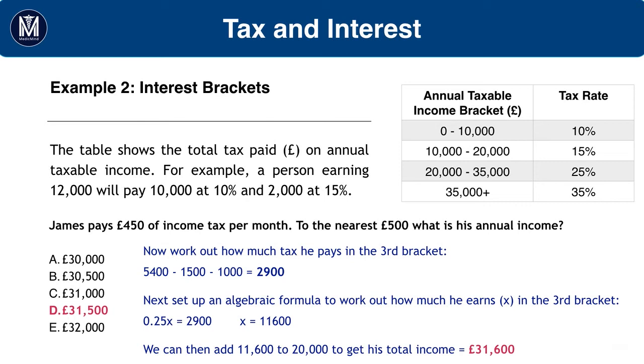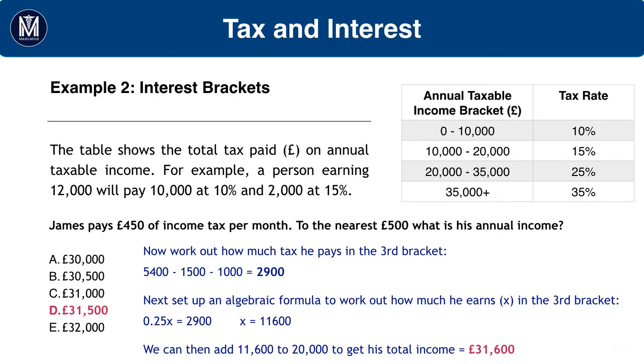We know that he pays £2,900 at 25%, so we can set up an algebraic formula to work out the answer. 0.25x equals 2,900, and in this scenario, x is the amount of money he earns in the third tax bracket. Therefore, x equals 2,900 divided by 0.25, so x equals 11,600. But don't stop there, because remember, we need to add this to 20,000 to get his total income of 31,600.